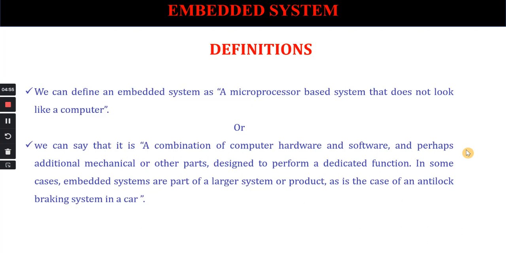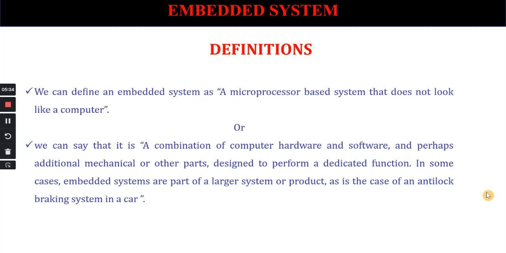Okay, some more definitions are also there. We can say that it is a combination of computer hardware and software and perhaps additional mechanical or other parts designed to perform a dedicated function. In some cases, embedded systems are part of a larger system or product, as in the case of an anti-lock braking system. See, in this definition, we took one vehicle based application. Nowadays many people are at least traveling with vehicles, right? At least traveling with cars.